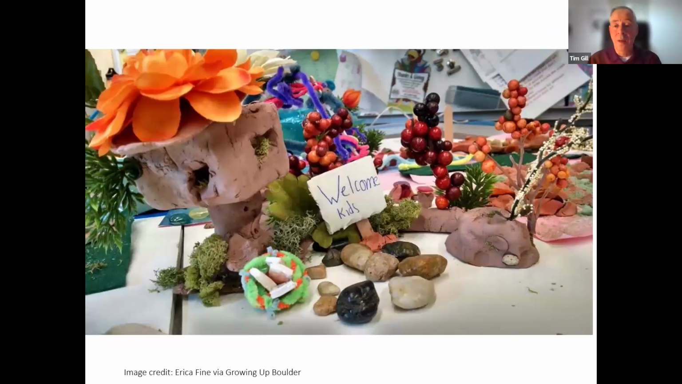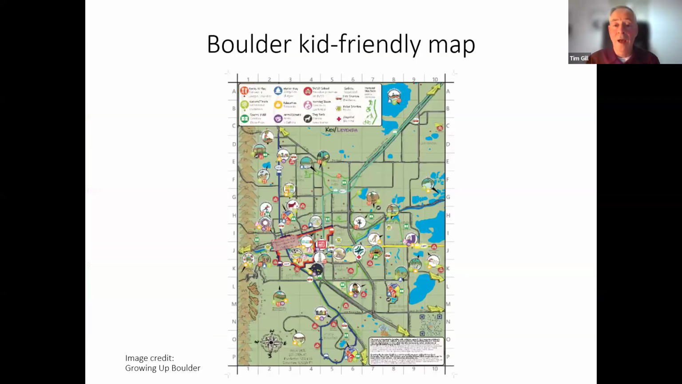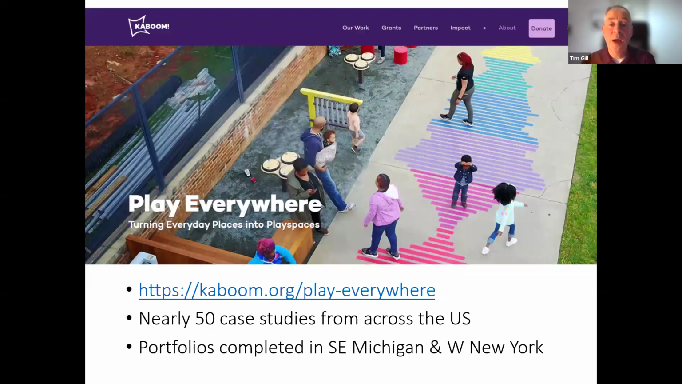And here's some of the models that some of the children and youth developed with designers to help explore how that place could be designed. Boulder also has a really nice kid-friendly map that you can find, and that certainly was for a time a prominent part of the city's messaging to its families.